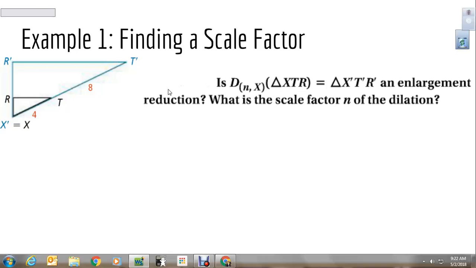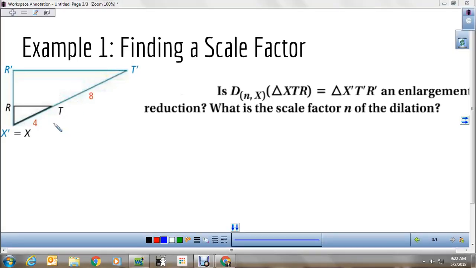So as you look at this problem here, notice that our point here is x. This is our center of dilation right here. Now our image is the one over here in blue. It is much larger than our pre-image right here, which means this is going to be an enlargement. So we have an enlargement.